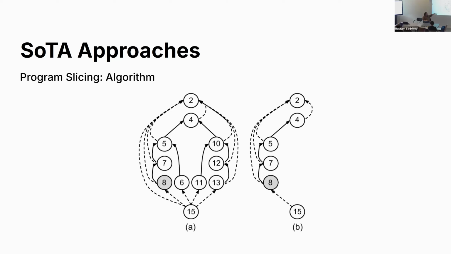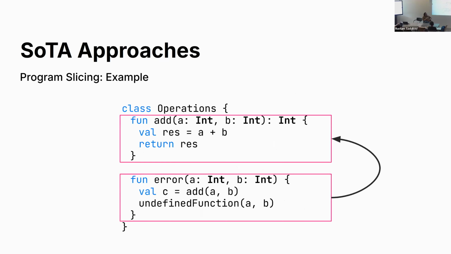We have such a graph, and the 8th node is the target node, and we just traverse it and get all dependencies and retain only the dependent nodes. And it works well at first look. For example, we can identify that the error function uses the add function, so we cannot just delete the add function without deleting the error function, and so on.